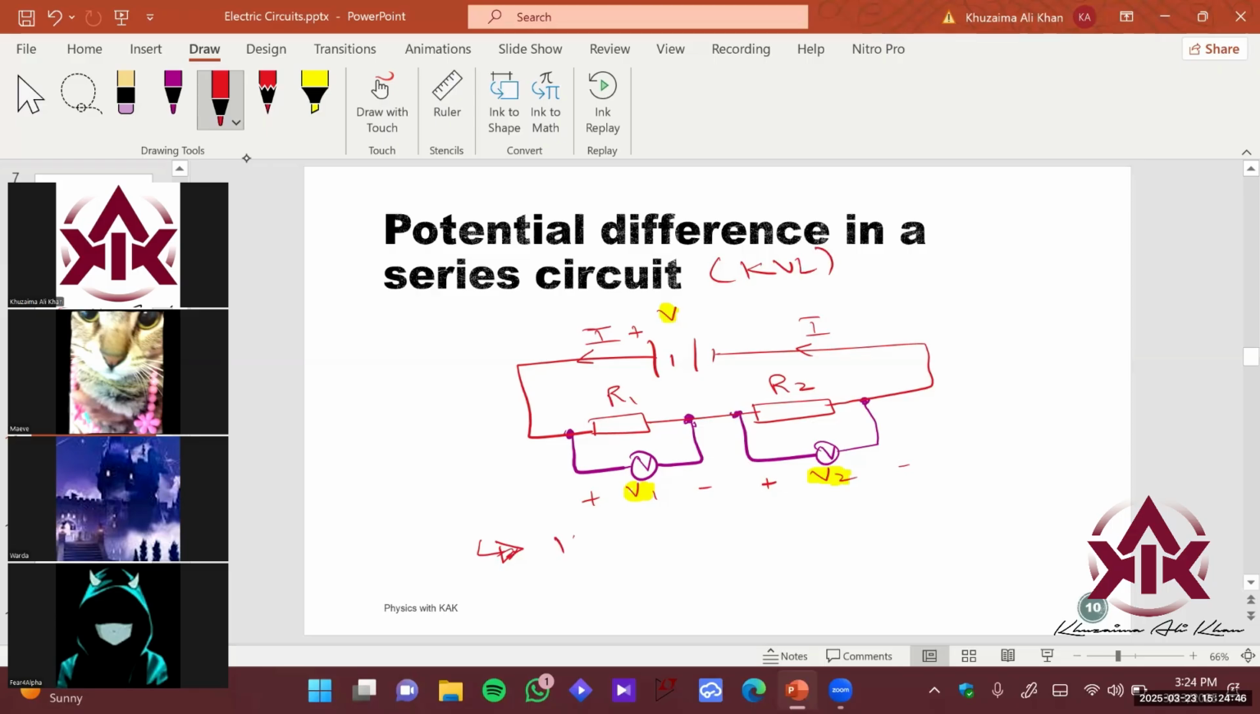So what does KVL stand for? KVL stands for Kirchhoff's voltage law, and the short form for this is KVL. Can you tell me what is the definition of this law? We had done this yesterday, so I believe you will remember. And you all were there in the last lecture. What does KVL stand for? Anyone? I want an answer.